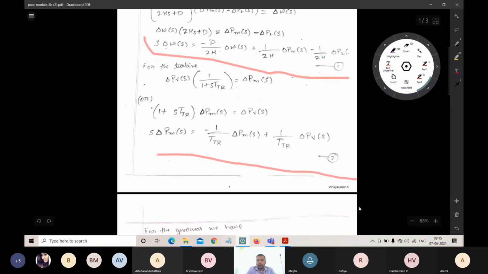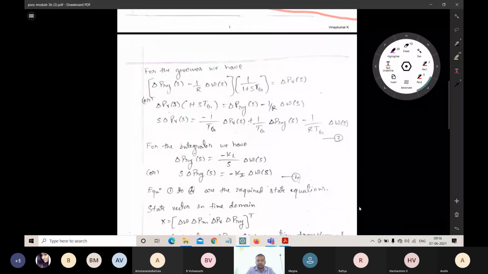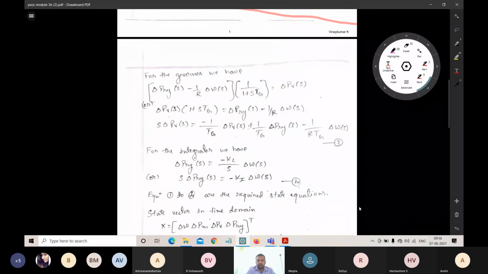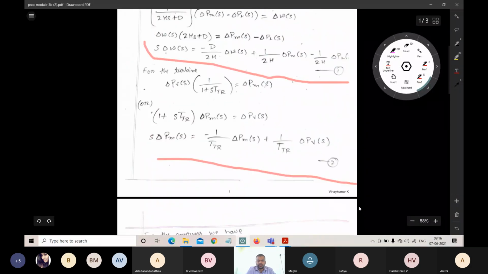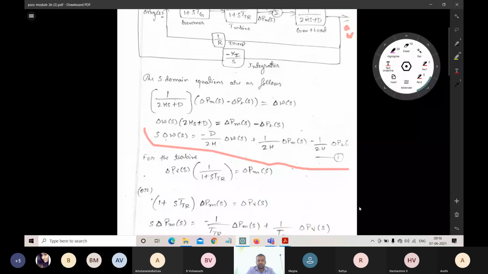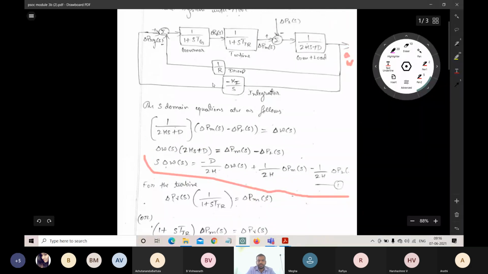Next, go for the governor model. So similarly for the governor model. So what is there in the governor model? This is the governor model. So we are having the output delta PV of S and the input is delta P reference of S and also delta omega of S.